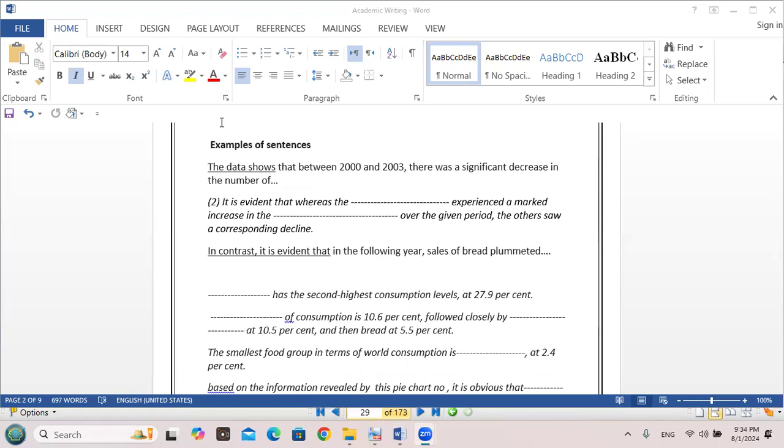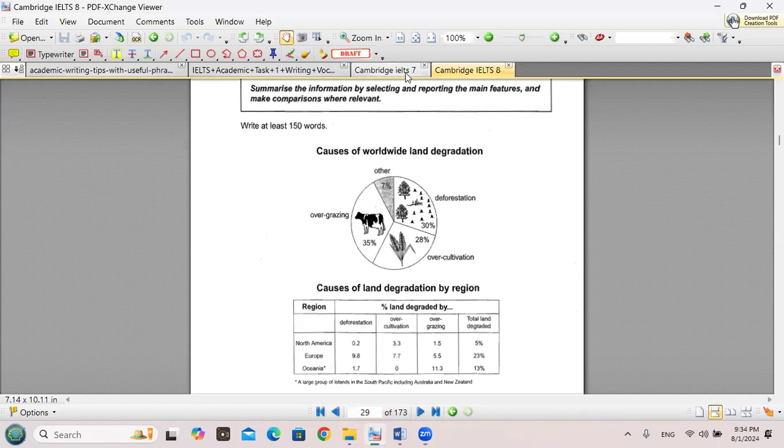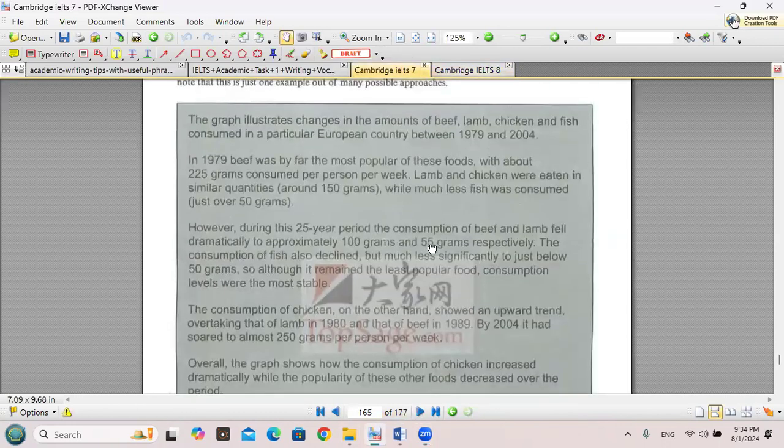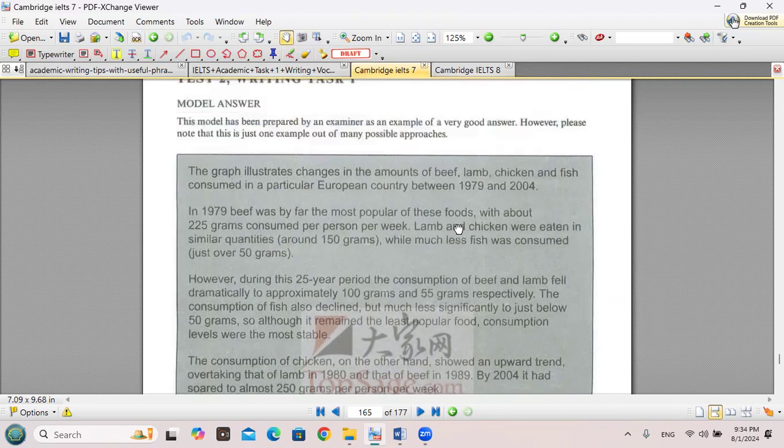Even if you have one diagram, like this one, for example, I'll choose the examiner's answer of this one. Here, this one, I guess. See? This is the graph that we're supposed to discuss together. You see, we have a clear-cut introduction. The introduction, by the way, this is an examiner's response.